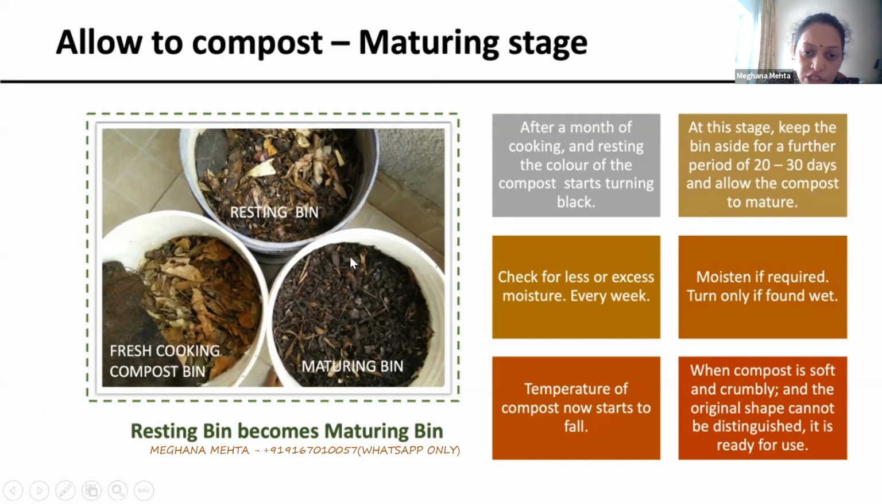When this is ready, we'll be churning it, of course, every week. In this bin, when we are not able to distinguish our banana peels from the cucumber peels or the apple peels or the neem leaves, whatever we have put, that means your compost is ready. What we need to do is to sieve it and take out the fresh compost. When the compost is soft and crumbly, the original shape cannot be distinguished. You will not be able to make out whether it was banana peel or an apple peel or the fresh fruit or vegetable peels that went into it. What I'm explaining is a very basic step of composting where we just use our kitchen waste.